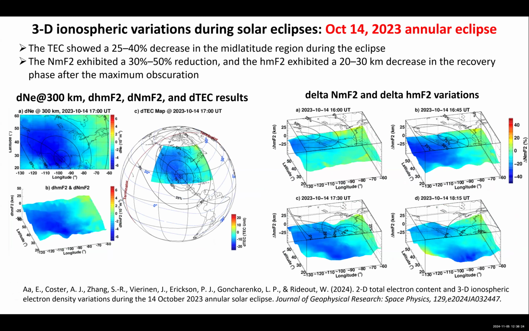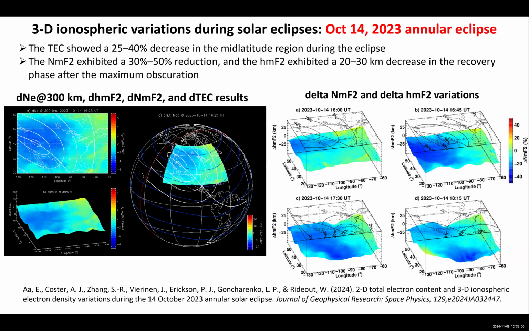And this is another eclipse event. It occurred in 2023, so it's an annular eclipse. The left panel shows the delta electron density variation at 300 kilometers. This is the eclipse obscuration, and we can see considerable reduction of the electron density, about 25 to 40% decrease in the mid-latitude regions. And this is the total electron content. This is the delta HmF2 and NmF2.